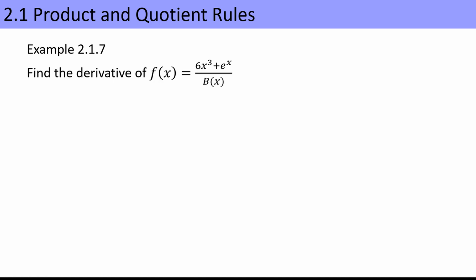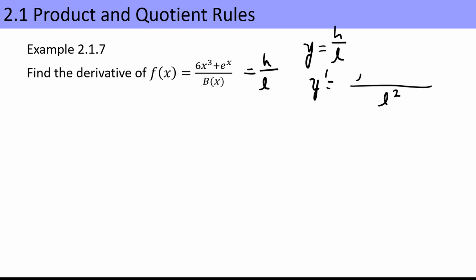Example 2.1.7. Find the derivative of f of x equals 6x cubed plus e to the x divided by the function b of x. This is still a quotient rule problem. So I will identify the numerator, which is 6x cubed plus e to the x, as the h function, and b of x, which is left as a function, is L. Now, for the function h over L, the derivative is, and I always start with the low squared so that I don't forget the denominator, and I've got low d high minus high d low.